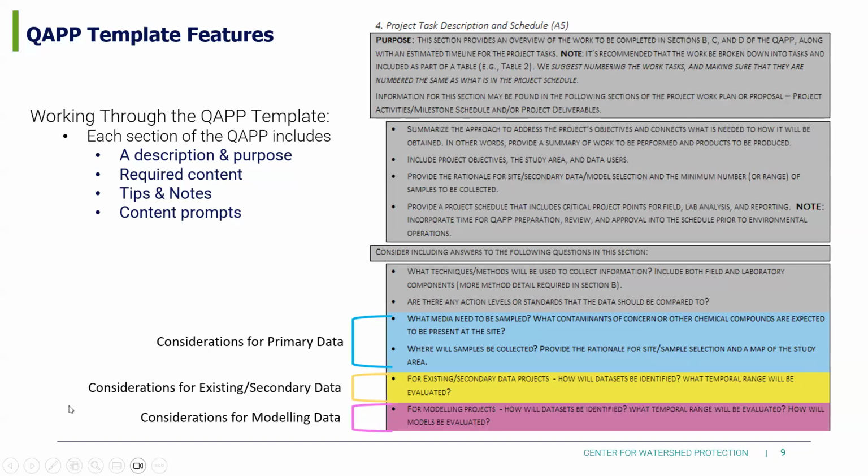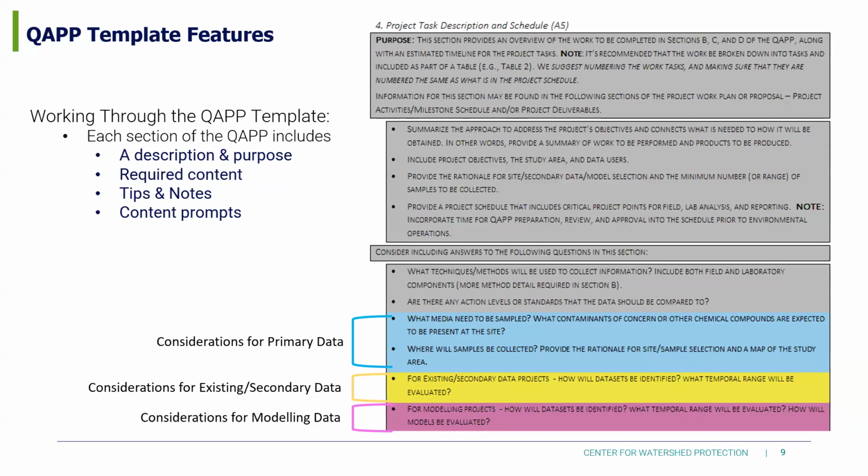And then also some content prompts, which are questions to ask yourself and your team about the project. And the hope is that these will help you include all the necessary information for your specific project in each section. Because sometimes the way the EPA describes things, you're like, huh, what? That doesn't make any sense.